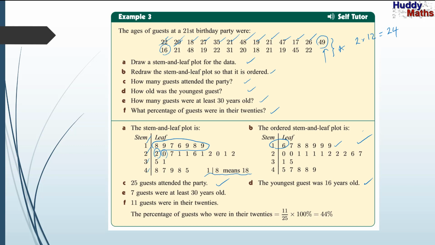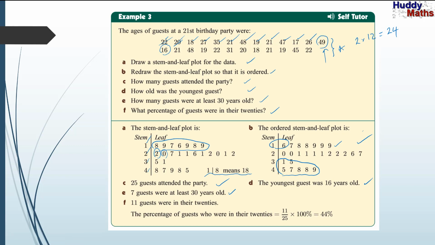7 guests were at least 30 years old. So this is bundled up here. At least means 30 or more. So there are 7 of them. What percentage of guests were at least 30 years old? So it'd be 7 out of 25 times 100, wouldn't it? If you want a percentage.